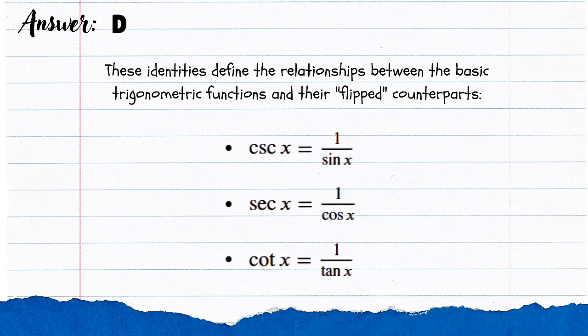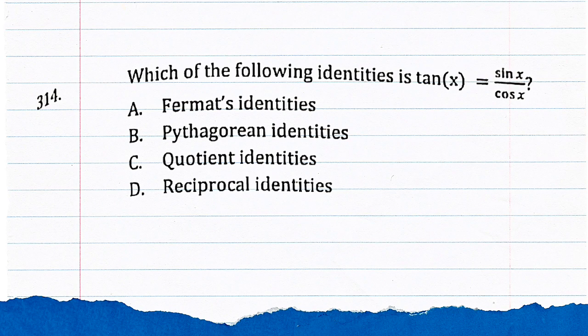These identities define the relationships between the basic trigonometric functions and their flipped counterparts. For example, as stated here, for cosecant x, we have 1 over sine x. For secant x, we have 1 over cosine x. For cotangent x, it equals 1 over tangent x.